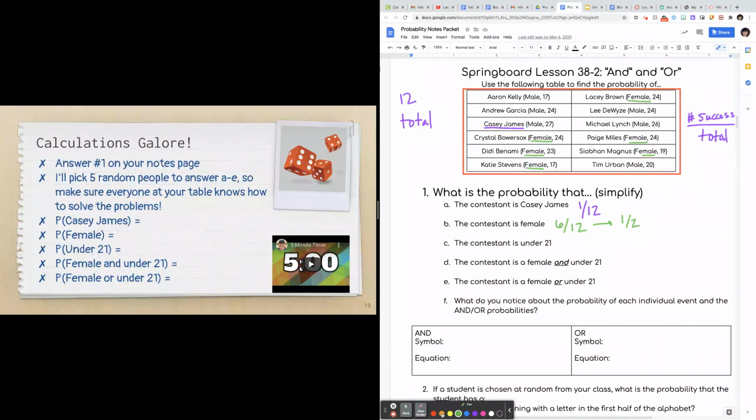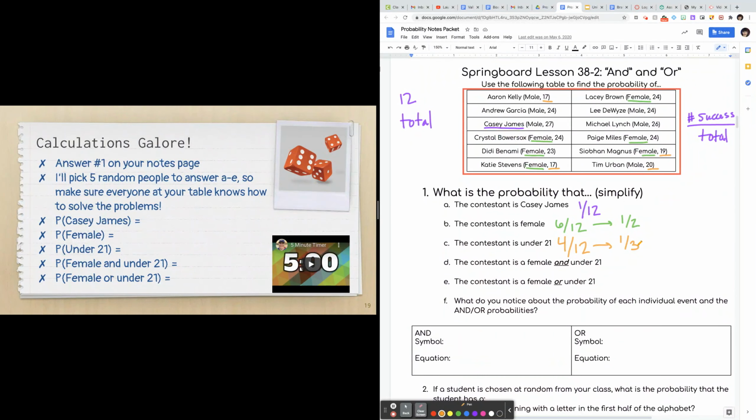Okay, the next question is asking me, what's the probability that the contestant is under 21? So I want to look for all of the people that are under 21. So here's a person under 21, here's a person under 21, here's a person under 21, and here's a person under 21. So there's 4 of those people. So that probability is 4 out of 12, which again, you can reduce if you want to. There is a greatest common factor here. 4 and 12, their greatest common factor is 4. So 4 divided by 4 is 1, and 12 divided by 4 is 3.